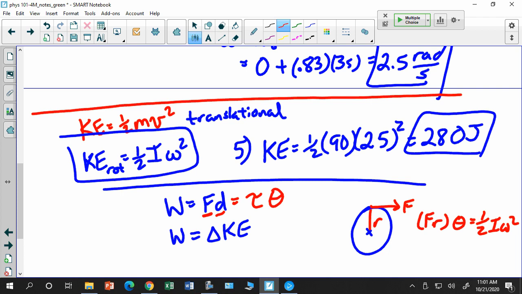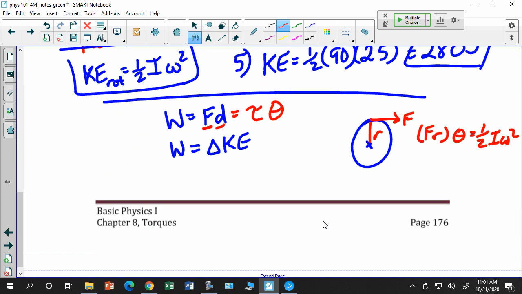It's an idea that we've had before, that if I do work on an object, I increase its kinetic energy. And if I do that, then I can figure out things like what is the new speed? If it started out at rest, or if it started out at some initial energy, what is its new speed? We'll try to get a problem like that. I'm not sure that we will, but if not, we'll do it next time. Okay? Let's go to the next page.